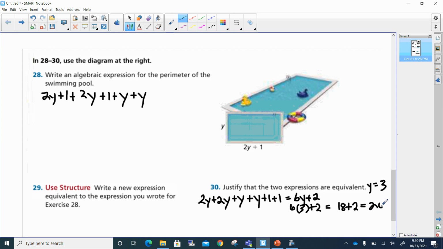So what we would have to do is take whatever expression we made over here. We'd have to go ahead and see if the value is equivalent, because they said justify that the two expressions are equivalent. So whatever you came up with over here, find the value of it. And if they are equivalent, then you know the two expressions are the same.